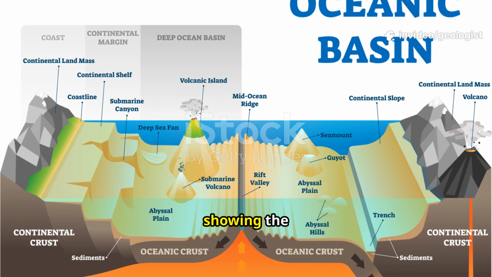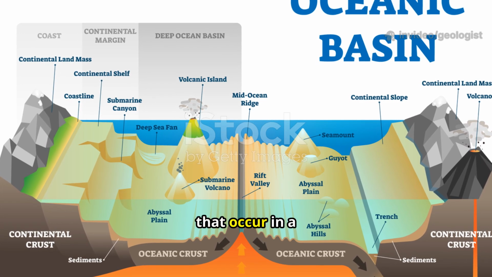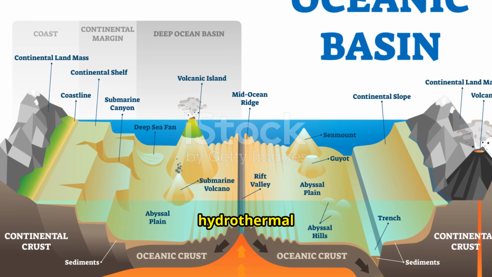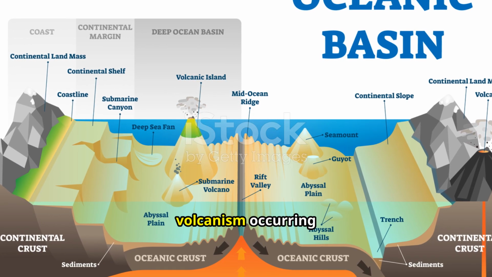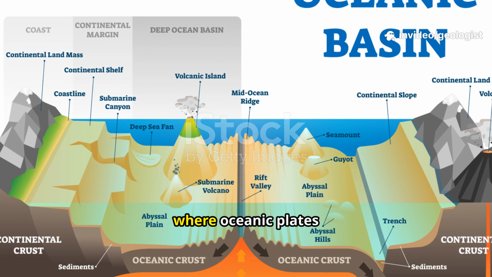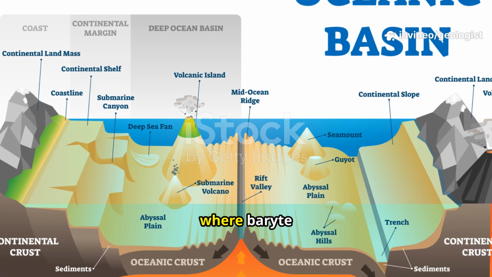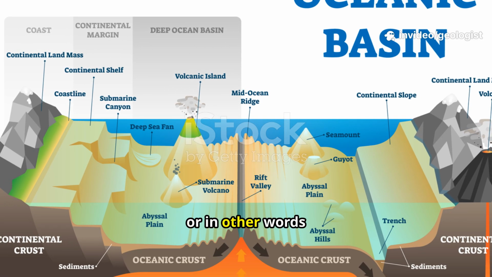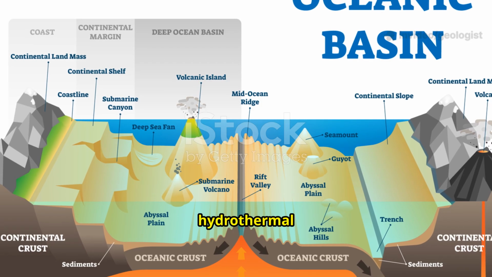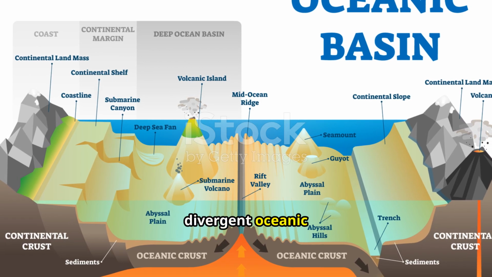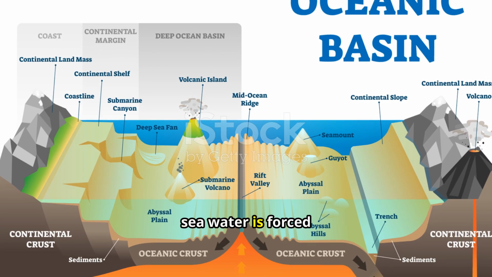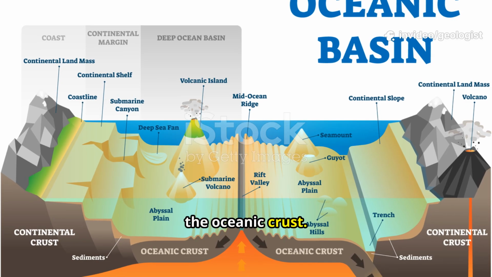Notice the diagram showing the geological processes that occur in an oceanic basin, such as hydrothermal activity driven by volcanism occurring at a mid-ocean ridge where oceanic plates diverge or split apart, which is the ideal environment where barite crystals can form. In other words, barite crystals can form from hydrothermal activity at divergent oceanic plates where heated seawater is forced through fissures in the oceanic crust.